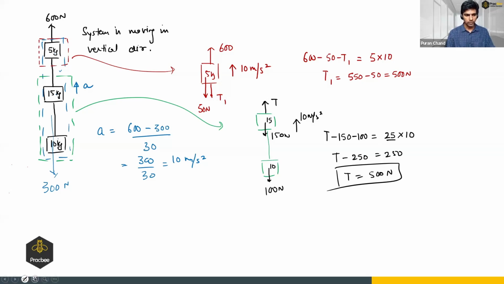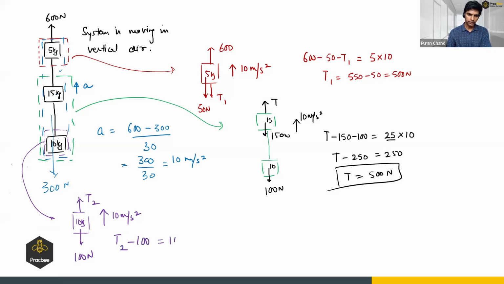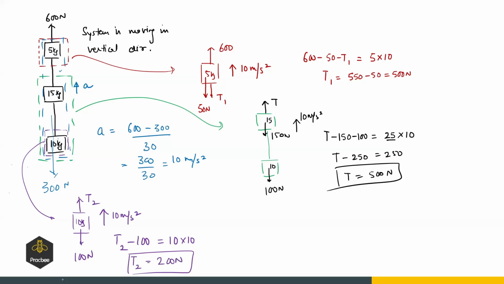Okay. Right. So now suppose I want to find the tension in the second string. What you can do is draw a free body diagram of this subsystem. There is a 10 kg block. There is a tension T2 acting in the upward direction. There is a weight of 100 Newton acting in the downward direction. And the acceleration is 10 meters per second square. Clear? So we can say T2 minus 100 equals mass times the acceleration. So T2 comes out to be 200 Newton. Got it?